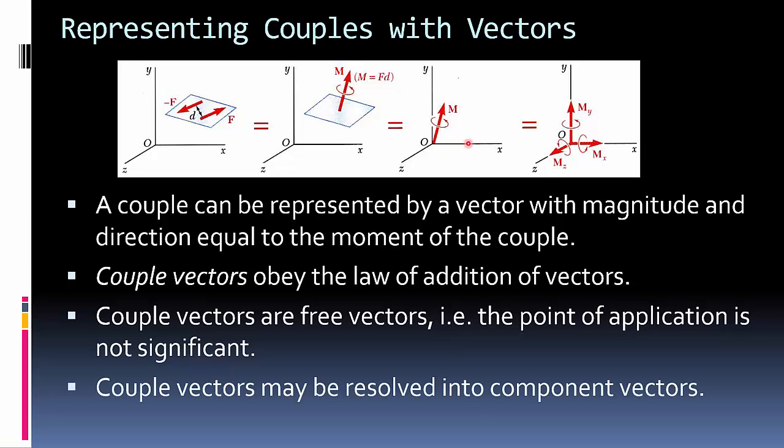And then the nice thing is that they can be resolved into component vectors. So this couple vector has a y component, an x component, and a z component. Just like we talked about a little bit ago, the x component of that couple is the portion that's trying to rotate about the x-axis. The y component is the portion trying to rotate about the y-axis, and the z component is trying to rotate about the z-axis.